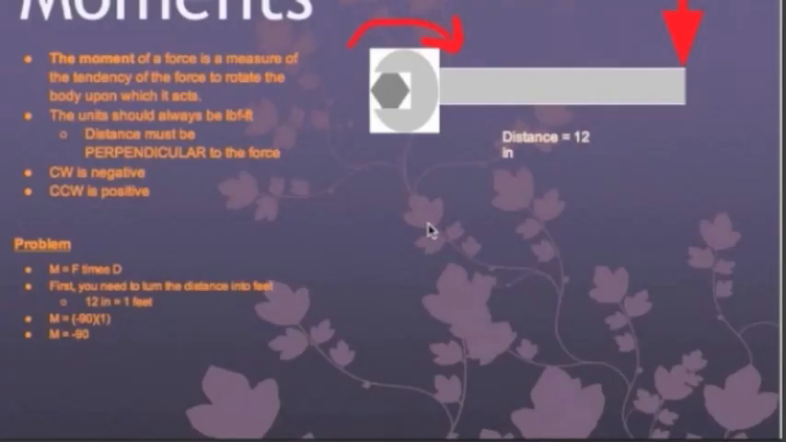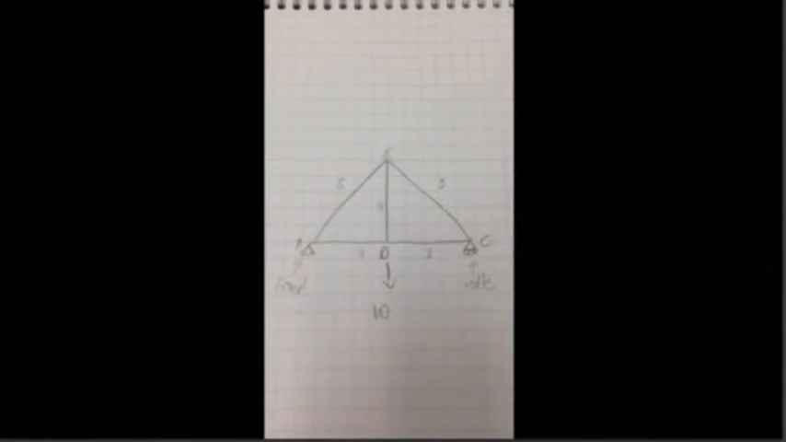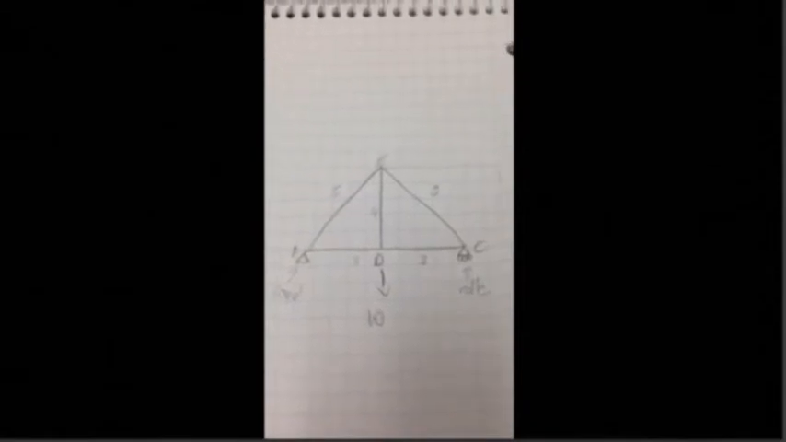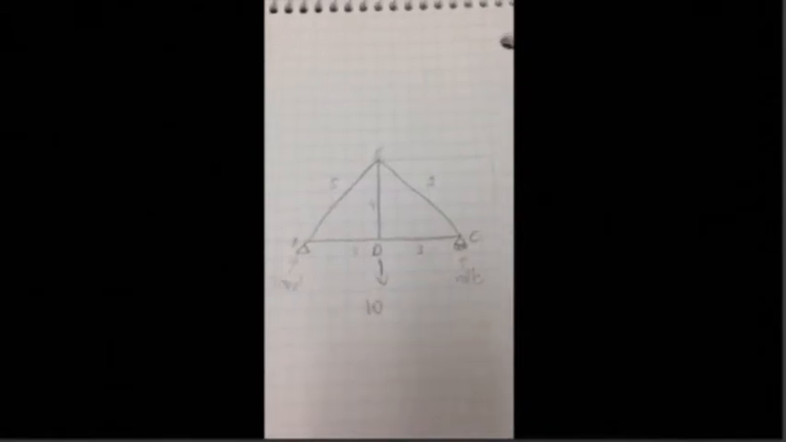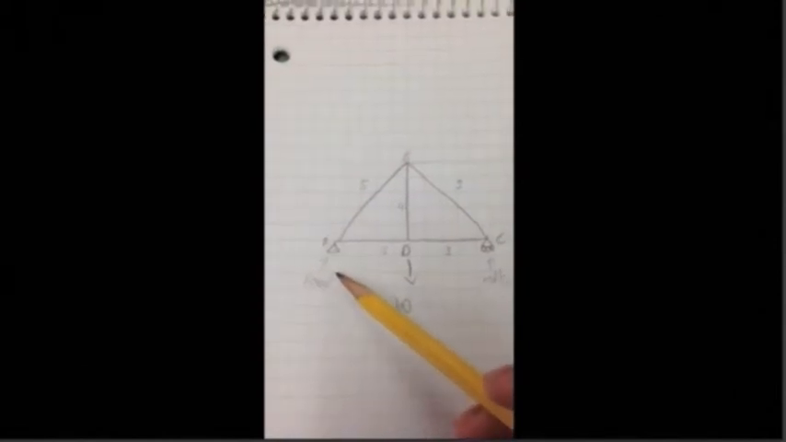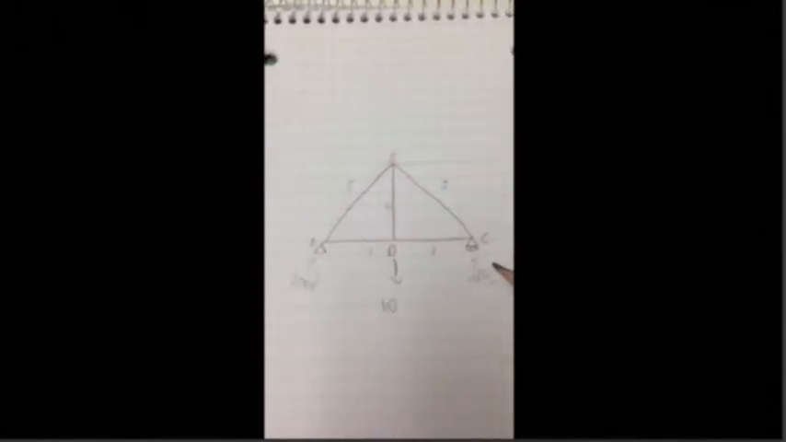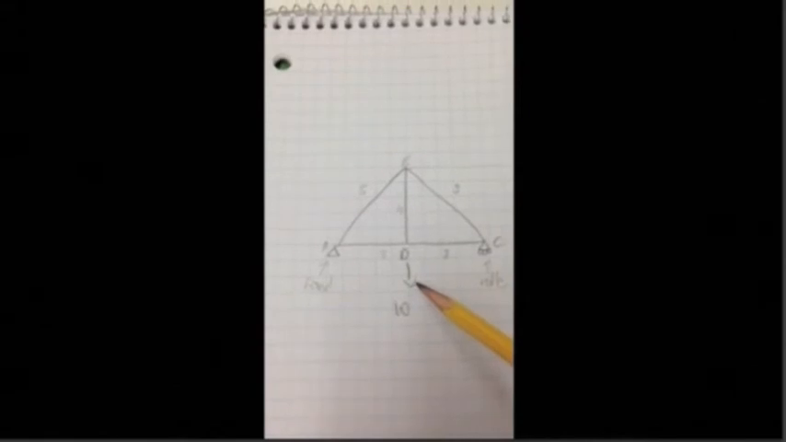Here's a basic truss problem. Here's your fixed pin. Here's your roller pin. Here's your external force. So to start off, you're going to have to convert these pins into forces. The fixed pin has two external forces, and the roller pin has one external force.